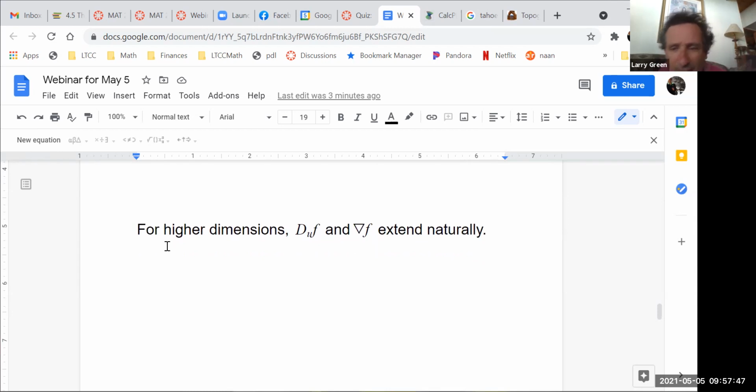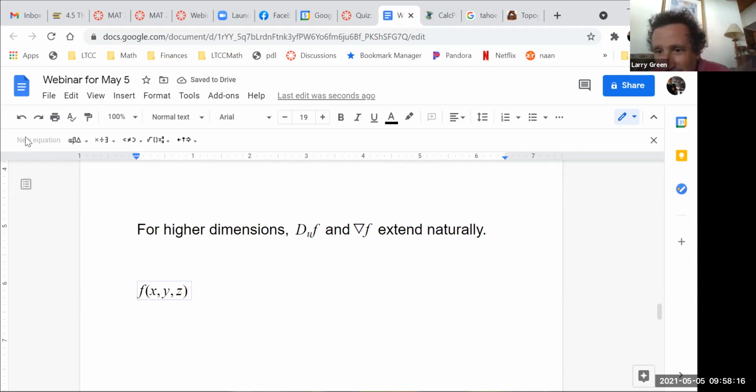And then for higher dimensions, the directional derivative in the direction of u of f, and the gradient of f extend naturally. So my guess is I could give you a problem without showing you how to do it, and you could do it. Let's see if I'm right. So let's suppose that f of x, y, z.